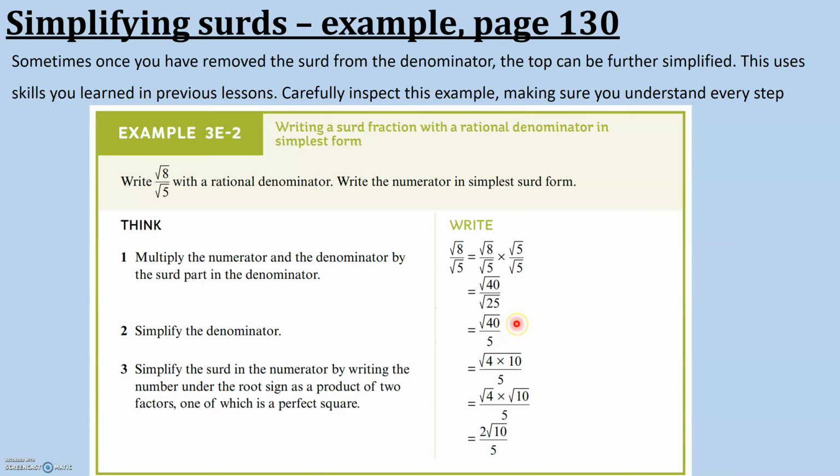But this gives us a square root of 40 on the numerator, which we can simplify further using techniques which we've been using for the last few lessons. And now we can see that we've written the surd in the simplest possible way. So pause the video here and just really carefully inspect this example and make sure you understand every step.